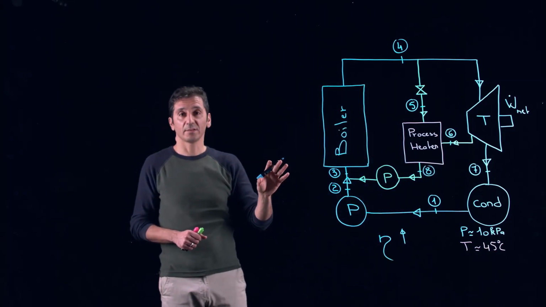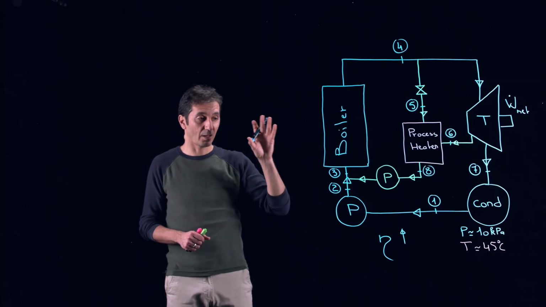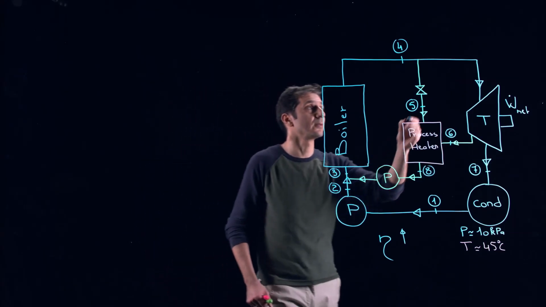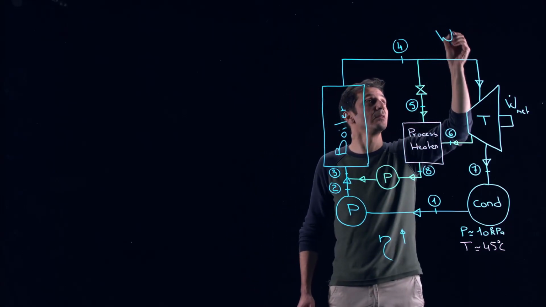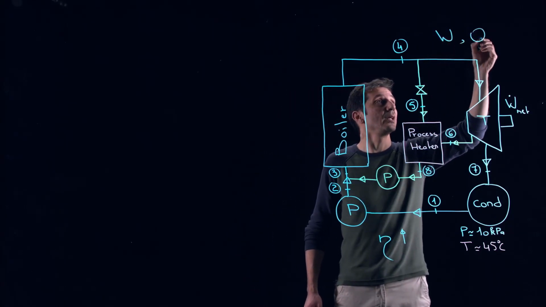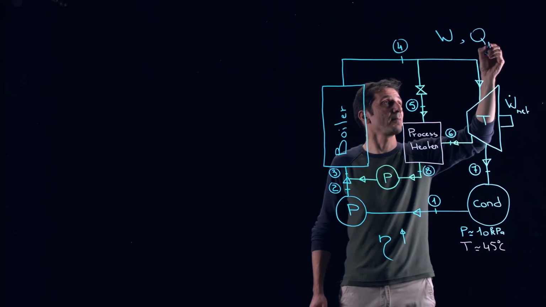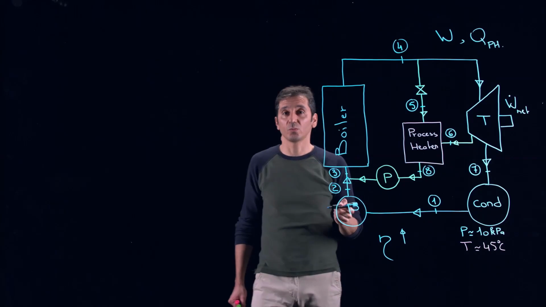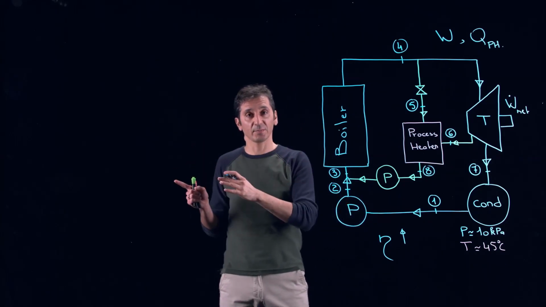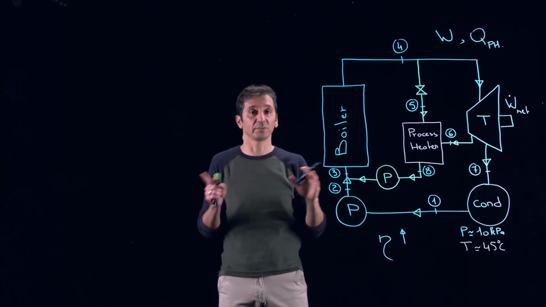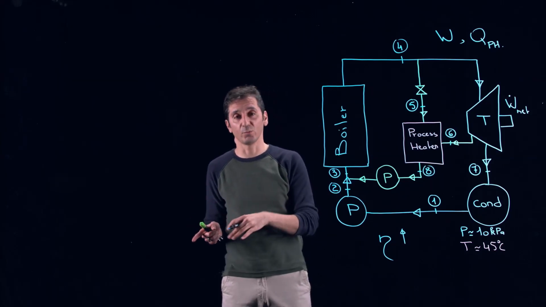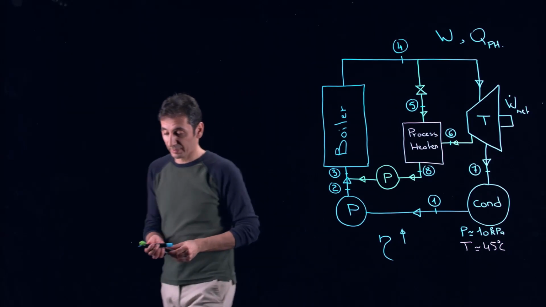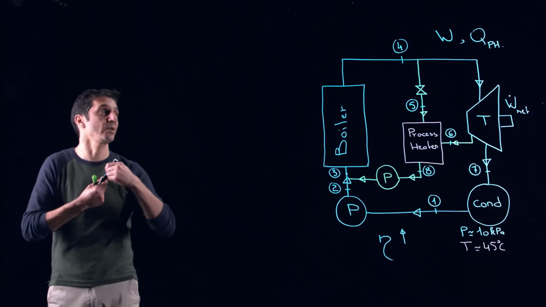What does it mean here? This means that using the same cycle, we generated work and heat in the process heater. Okay? So we generated at the same time two types of energy, okay? One work, another one heat. And this is why today we will be covering cogeneration, okay?